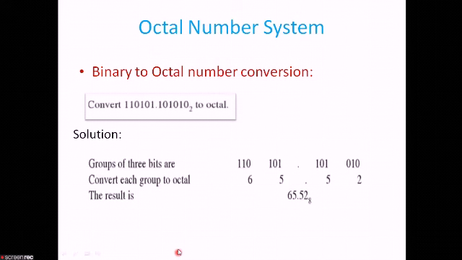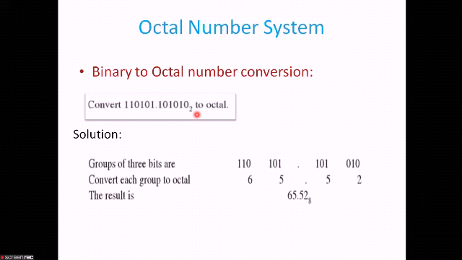Next is conversion of binary to octal numbers. This is also a very important sum. Now we have to convert 1101.101.010 to the base 2. That is, it is a binary number. That's why the base is 2, to octal.